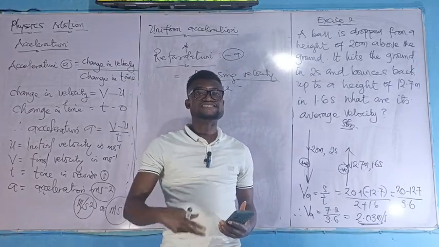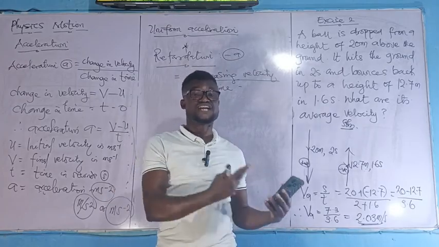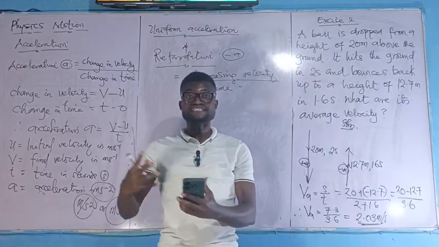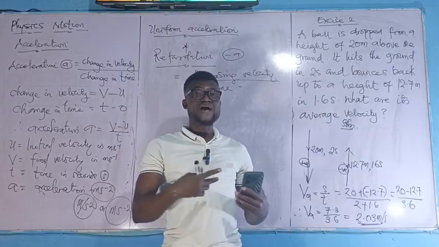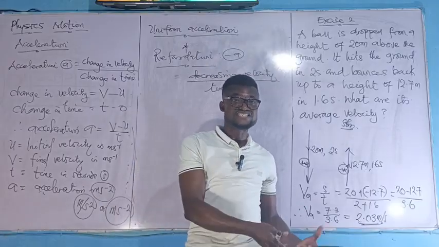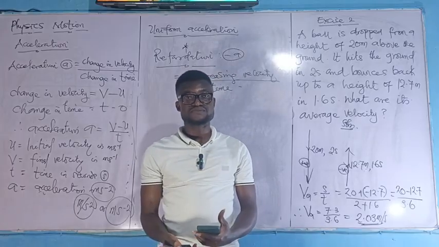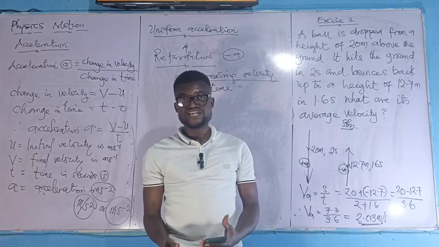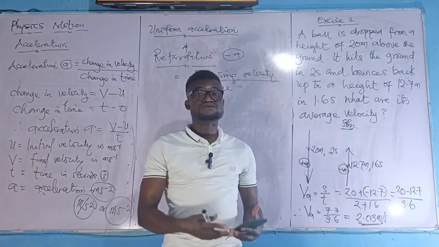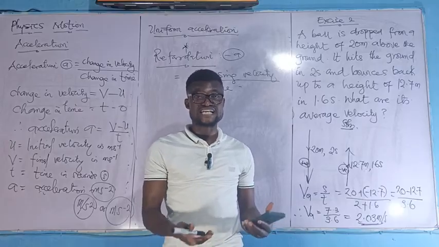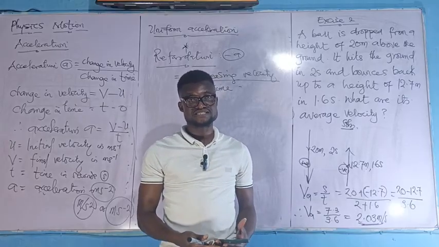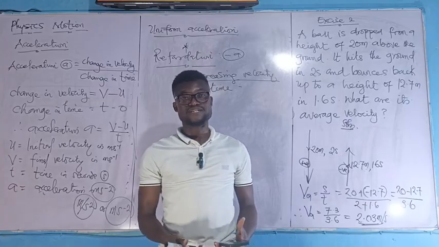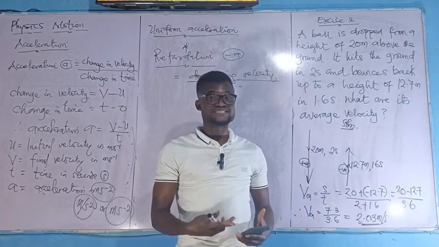When the velocity is changing positively with respect to time, we term it acceleration. But when the velocity is changing negatively with respect to time, then we term it what? Retardation. So retardation and acceleration both have the same unit, meters per second squared. And both of them are vector quantities because both have what? Direction.